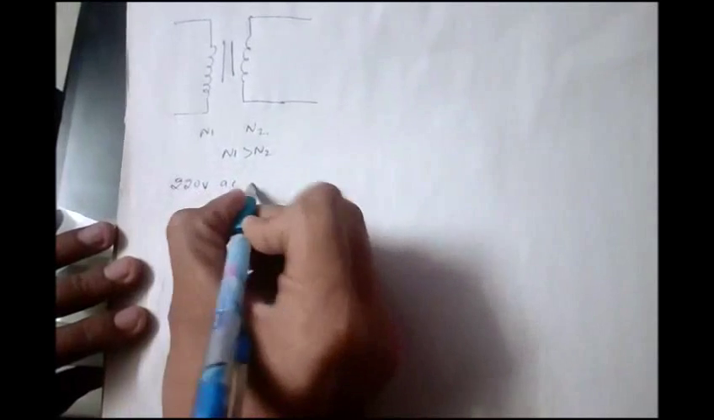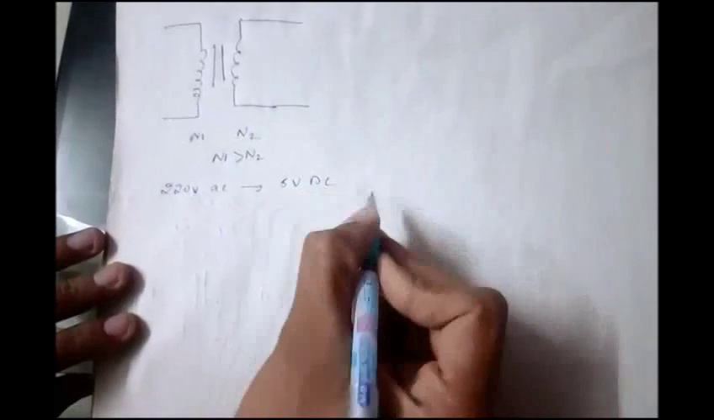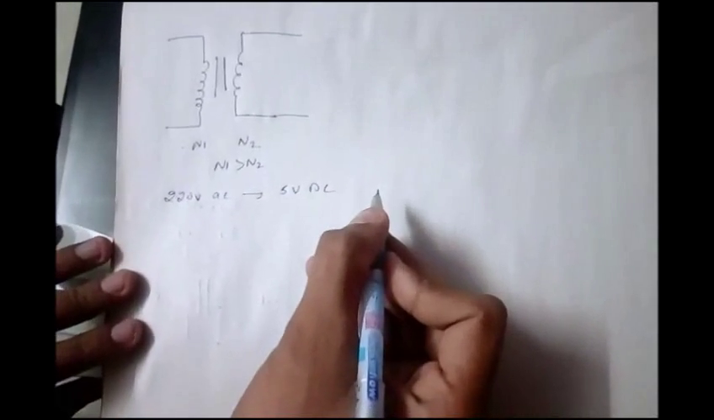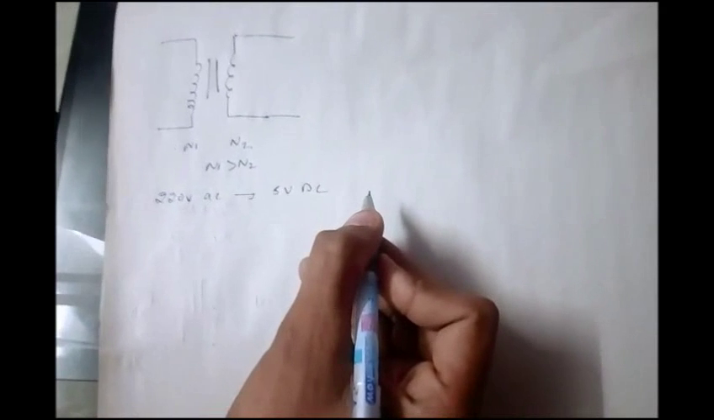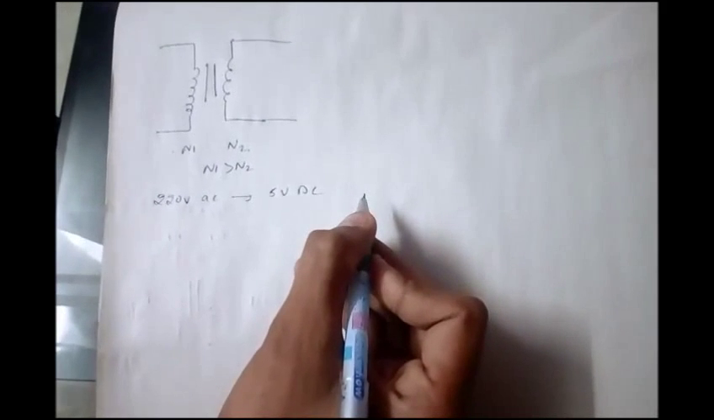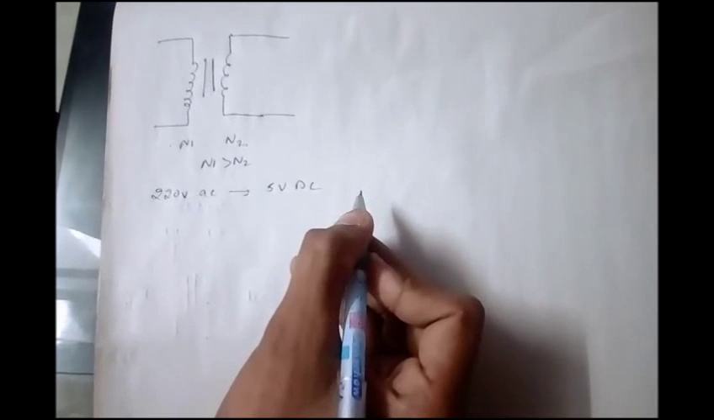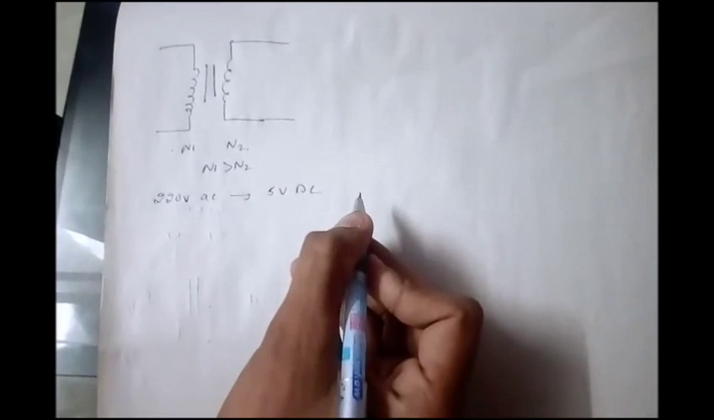In this session, we are converting the 220 volt AC supply into 5 volt DC supply. Why 5 volt DC supply? Because most electronic circuits work on 5 volt DC supply. You can generate 12 volt DC supply also, but I will tell you that later.